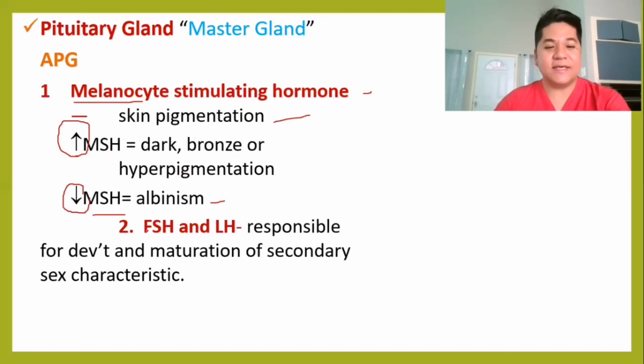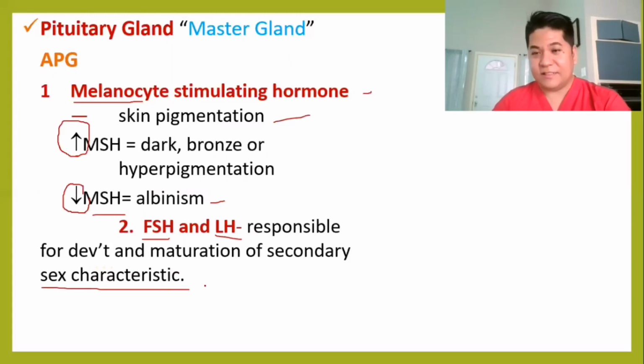Okay, then next is follicle stimulating hormone and the luteinizing hormone. The FSH and the LH are always together. They are responsible for development and maturation of secondary sexual characteristics, such as for female, which is your breast development, getting nicer skin. So those are the examples. Egg cell production. So that is for follicle stimulating and luteinizing hormone.